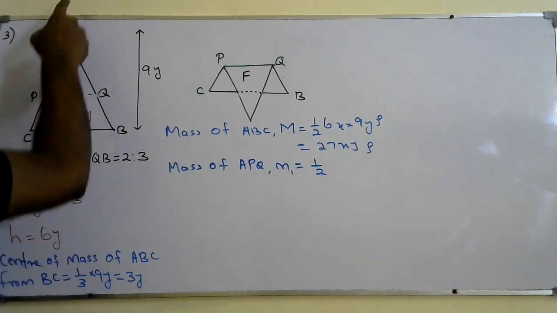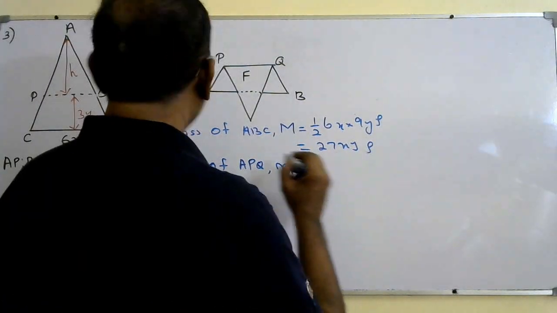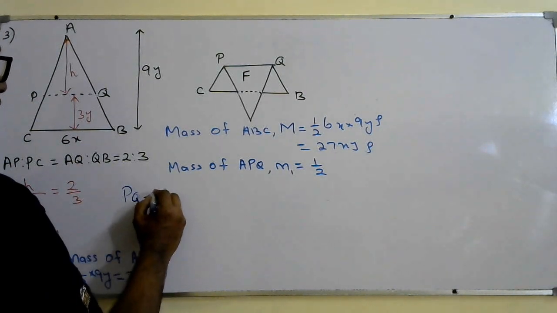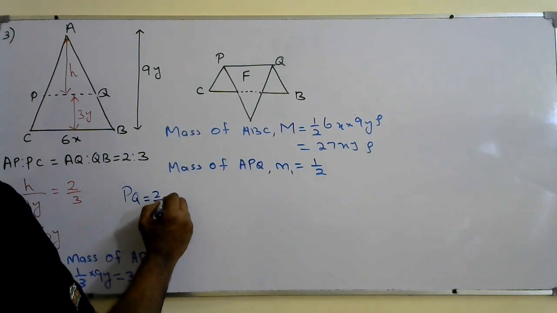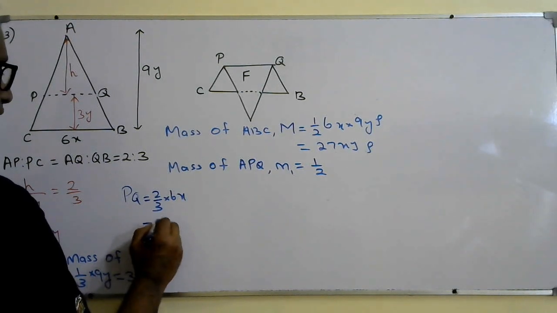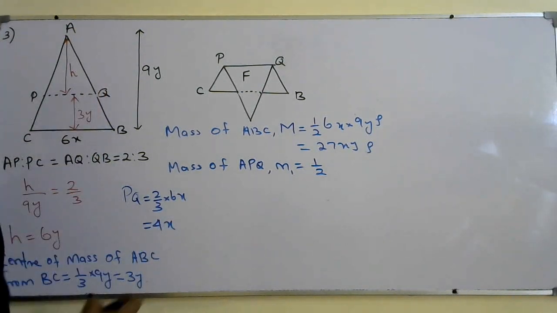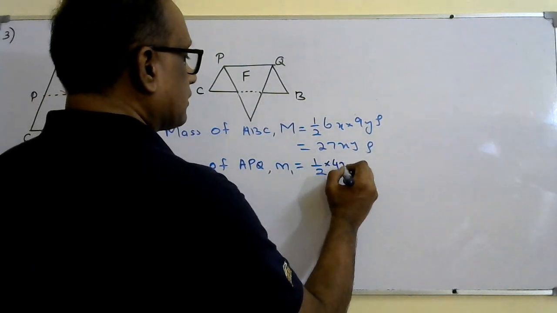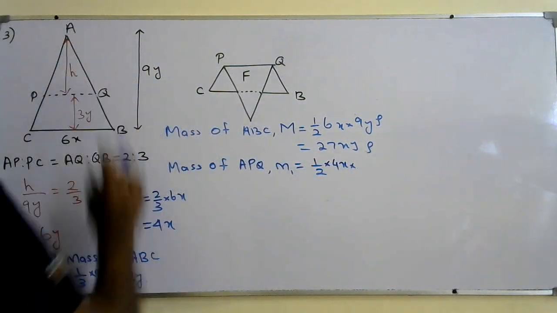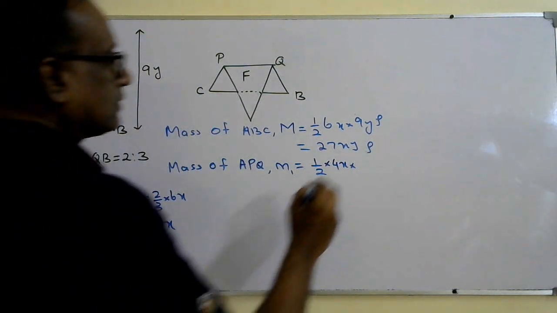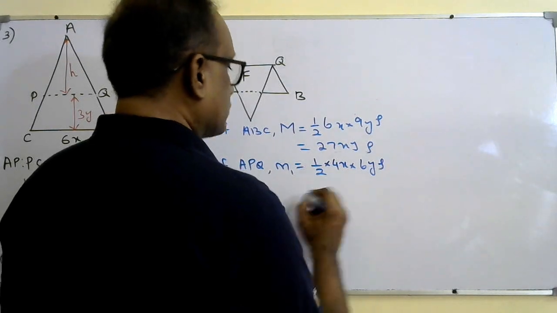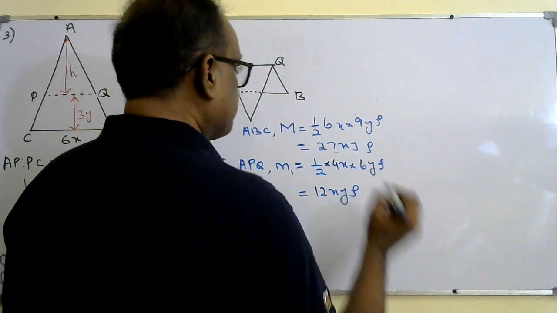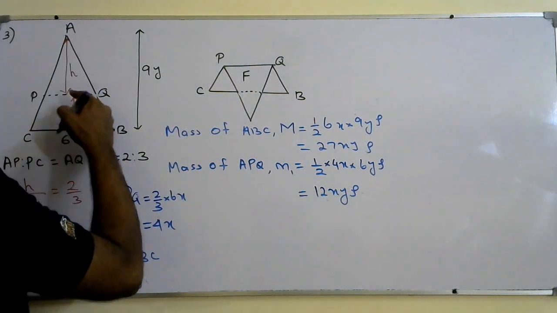These triangles are similar triangles, so the area is half into the base PQ. The length PQ is 2 by 3 of 6x, that is 4x. So half into length PQ, which is 4x, into the height h, which we found as 6y, and rho. So that's going to be 12 xy rho.